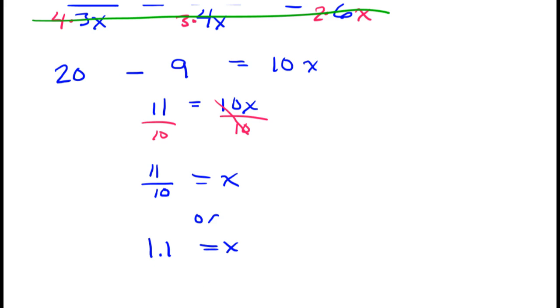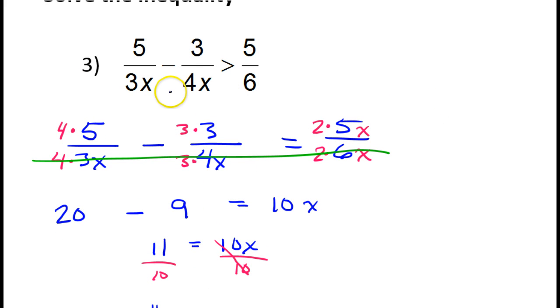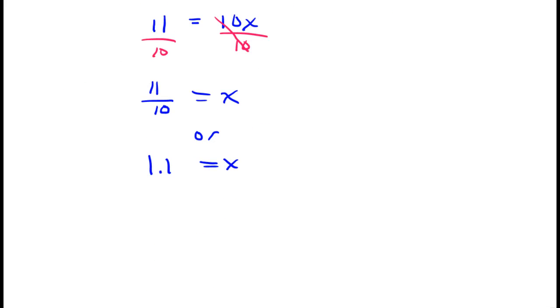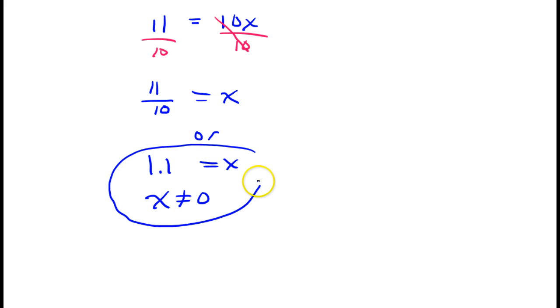Now what's the other thing? Any excluded values. There's only one excluded value here. Looking at the denominators, I see the 3x and the 4x. This tells me that x cannot equal 0. If you want, you can think of it as setting 3x equal to 0 and solving. 0 divided by 3 is 0, so x cannot equal 0. So those are the two things. x cannot equal 0. x does equal 1.1. These are the two things that I will put on the number line.